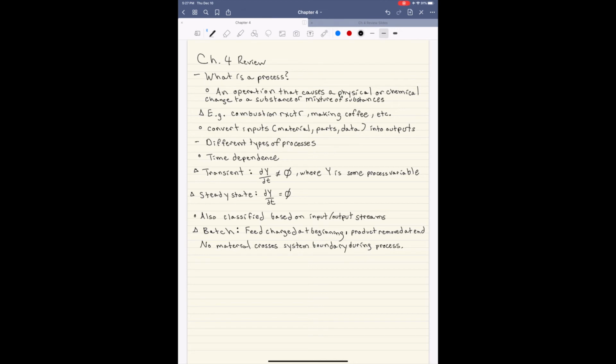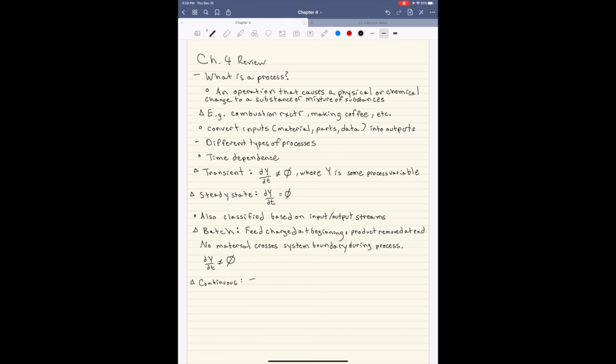And so for these batch type processes, they're typically also transient processes where the amount of material of some species is continuously changing over time. Okay? And so that's a batch process. The opposite of that is going to be a continuous process.